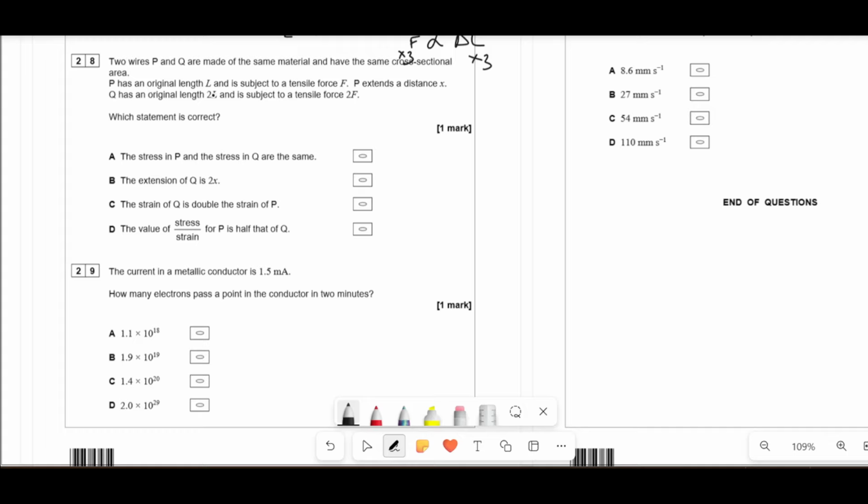Wires P and Q are made of the same material and same cross-sectional area. P has an original length L and is subject to a tensile force F. P extends a distance x. Q has an original length of 2L and is subject to a tensile force 2F. Which statement is correct? So let me just scribble down what's going on. They're made of the same material, same cross-sectional area. So P has the length L and a tensile force F, Q has the length 2L, and this one has a tensile force 2F. The area is the same.